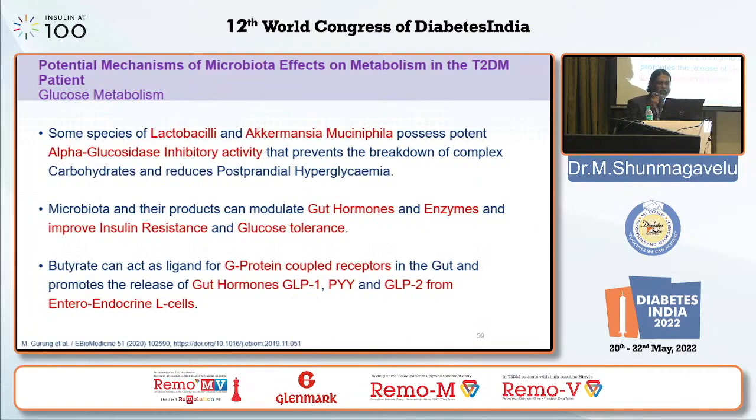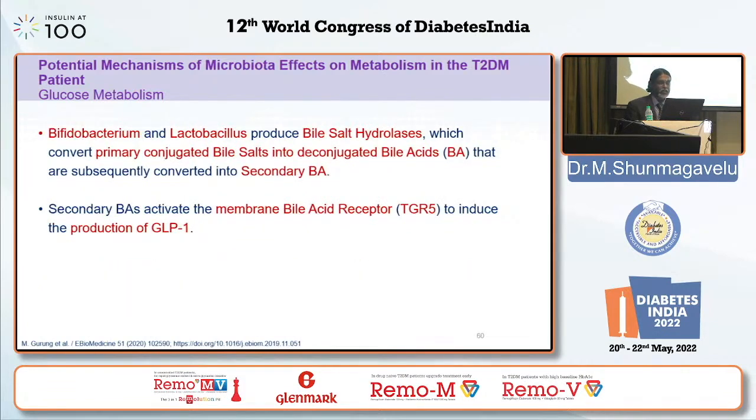Next, some species of Lactobacilli and Akkermansia possess potent alpha glucosidase inhibitory activity, and the microbiome can modulate gut hormones and enzymes. They improve insulin resistance as well as glucose tolerance. Bifidobacterium and Lactobacillus produce bile salt hydrolase, and secondary bile acids in turn activate the membrane bile acid receptor to induce the production of GLP-1.